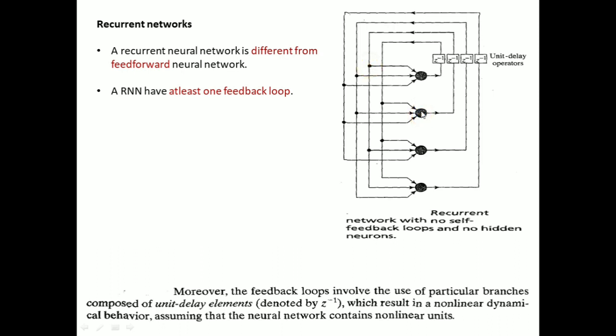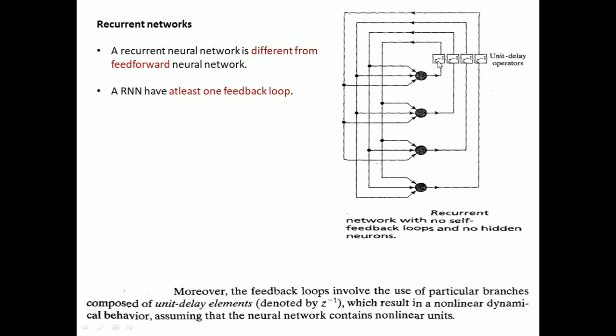See here, the output from the second neuron is given as feedback to the input of the first neuron, third neuron and fourth neuron. Similarly, the output from the third neuron is given as input to the first neuron. See here, this is the line which is followed. It is given to the first neuron, it is given to the second neuron, but it is not given to the third neuron. In this manner, the recurrent neural networks give feedback to the network.